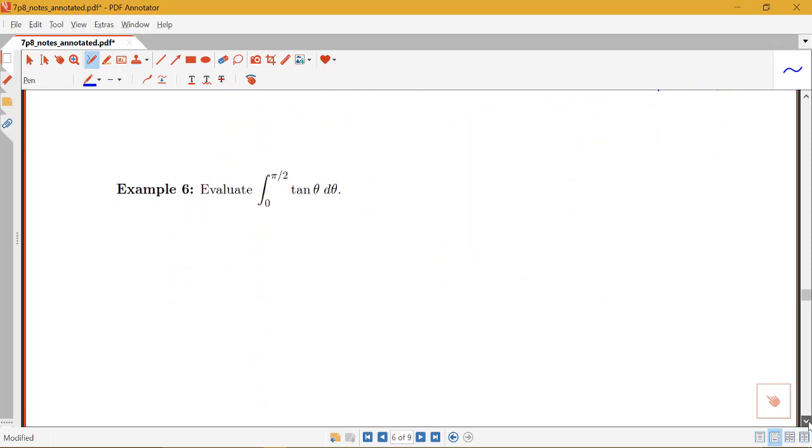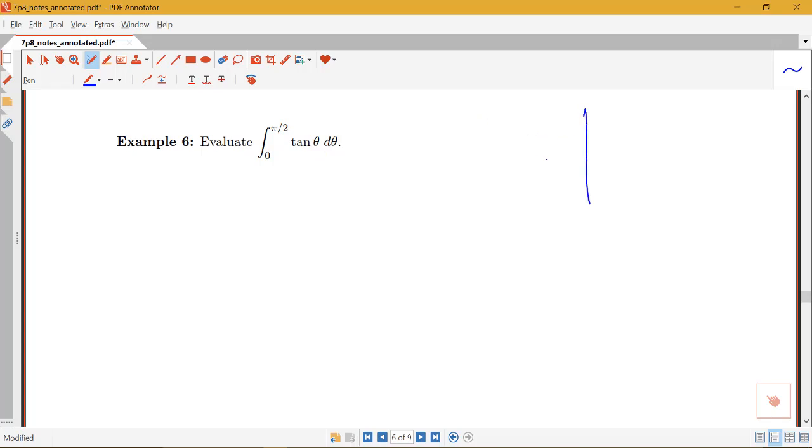Just so we can see a variety of functions whose integrals we might be taking. Now I've got an integral here with a trig function, so I have to think about the domain of my trig function. I'm looking at the integral from 0 to pi over 2 of tangent of theta d theta. Remember that tangent of theta is periodic and has vertical asymptotes; in the first piece it lies between negative pi over 2 and pi over 2.